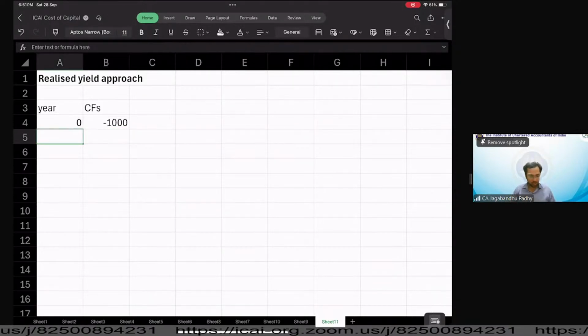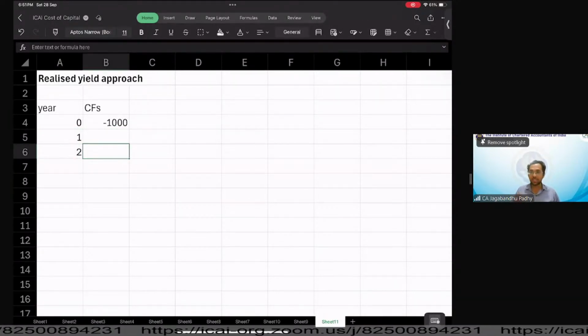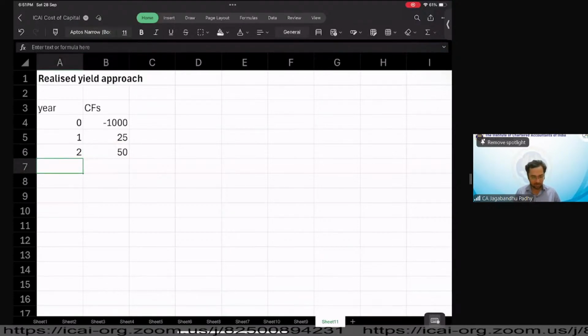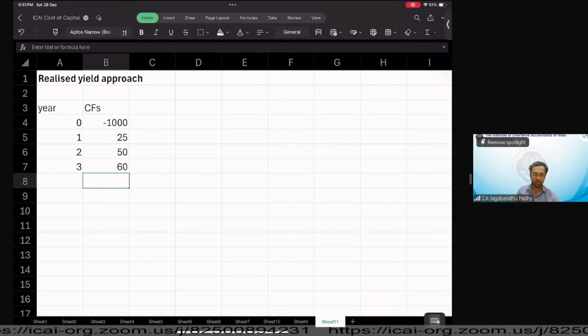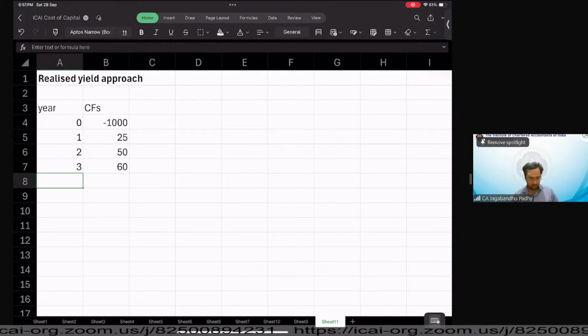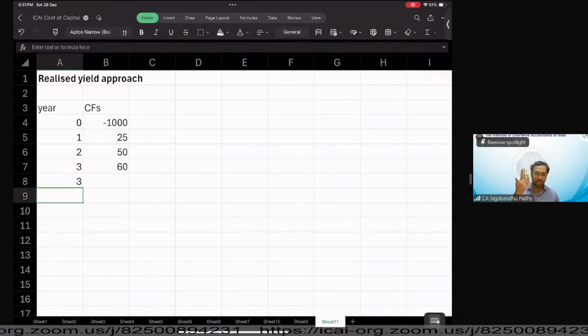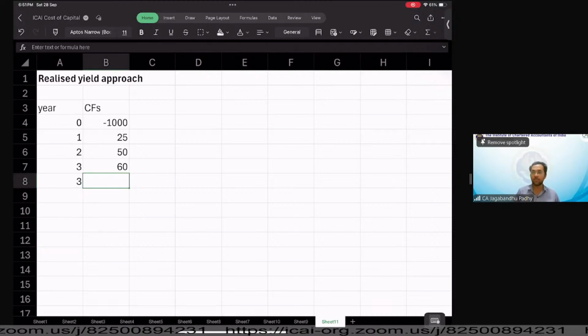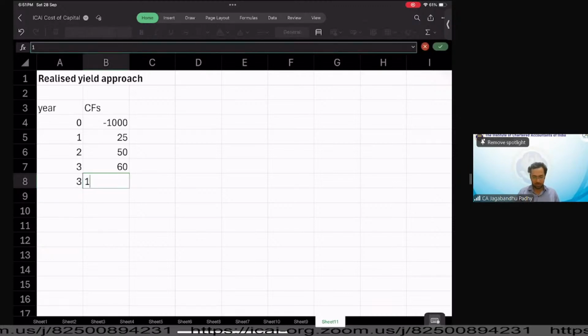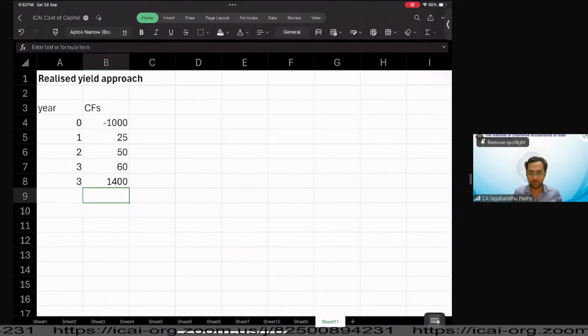Then suppose in years 1, 2 and 3, you received dividends. You received a dividend of, let's say, 25 rupees in the first year, 50 rupees in the second year, and in the third year, you received a dividend of 60 rupees. And finally, in the third year, you're selling the shares for a price of, let's say, 1,400. Will that 1,400 be an inflow or outflow? When you sell the shares and get the 1,400, that's obviously an inflow, right?